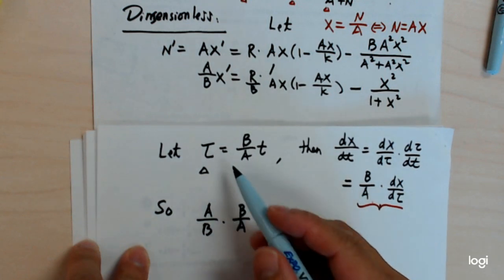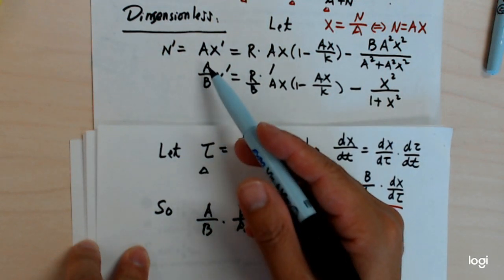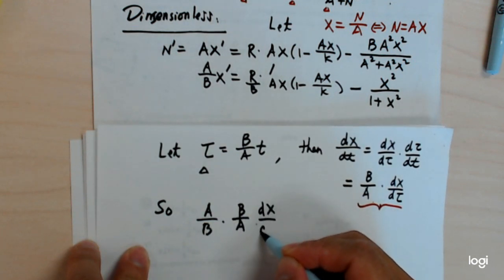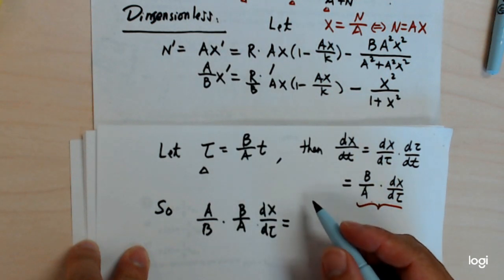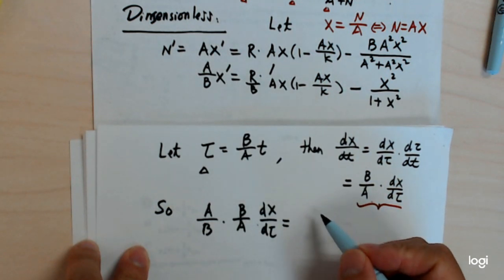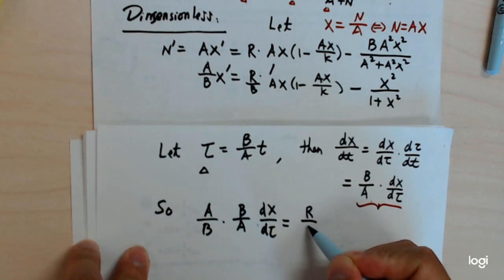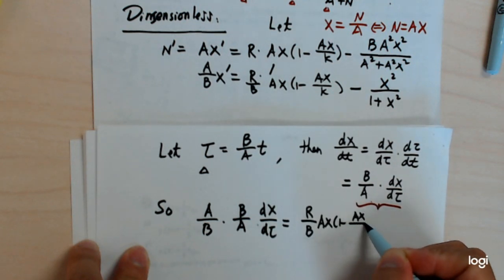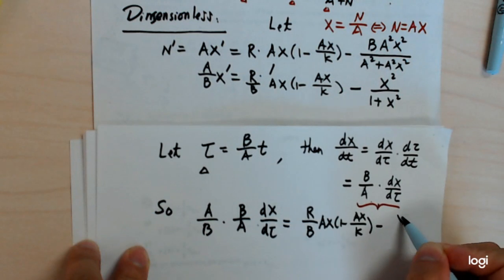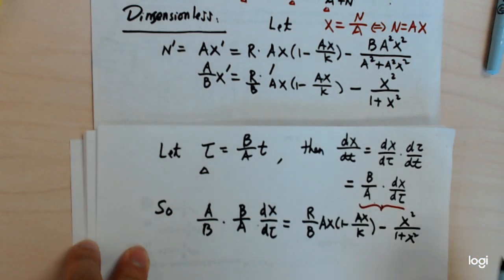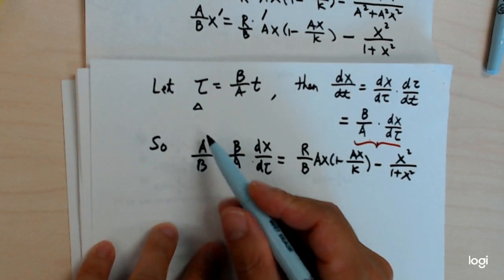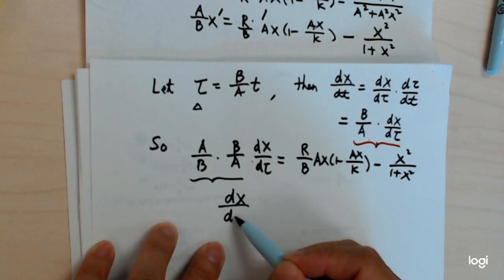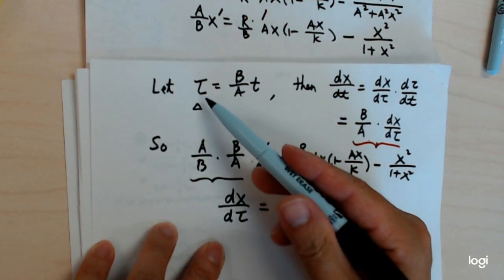So now you see the reason why we introduce this new time scale, so that I can cross off this a over b. Those two terms will be cancelled. dx/dtau. The right side stays the same. So those two terms cancelled, and you got this new equation with the new time scale.